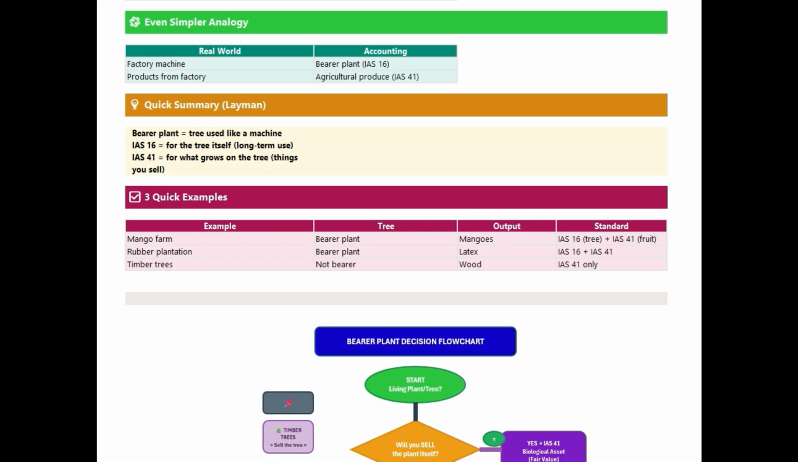Quick summary: a bearer plant, the tree, is used like a machine. IAS 16 for the tree itself, long-term use. IAS 41 for what grows on the tree, things you sell.